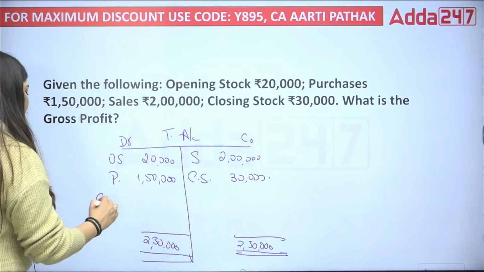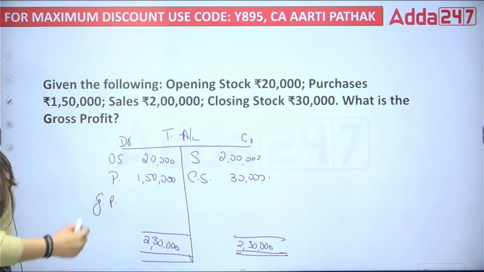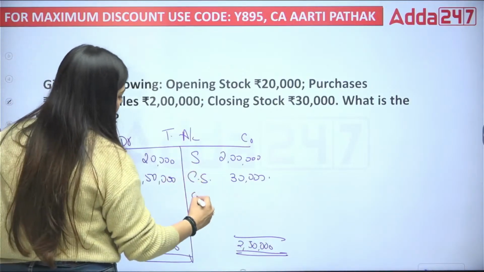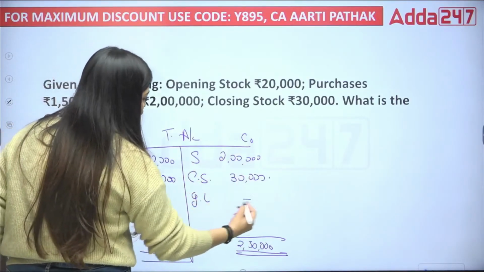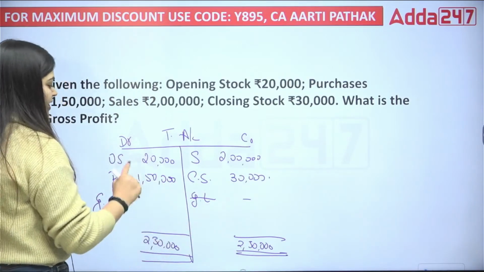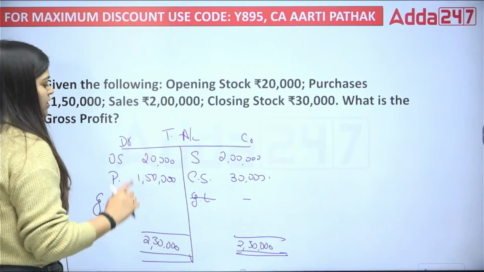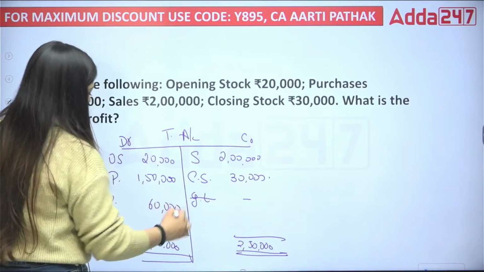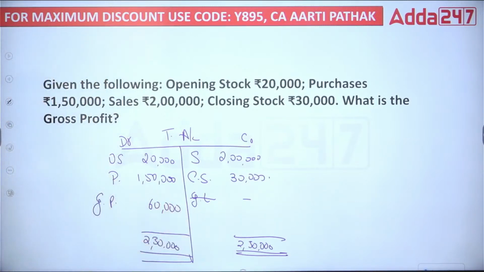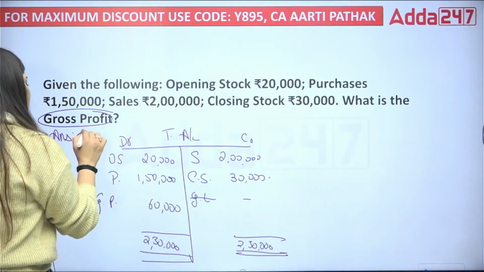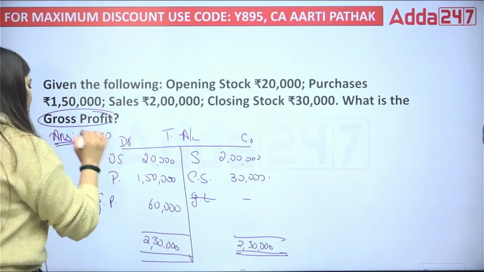So if you see the balance on your debit side, basically this balance will give you gross profit. If the balance comes on your credit side, this will give you gross loss. So in this case there is no gross loss, you have profit. 230 minus 170. So what is the amount? Here you have 30 and then 30. So basically 60,000 is your gross profit. So the right answer is gross profit equal to 60,000.